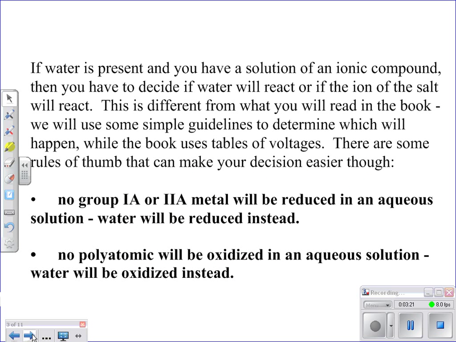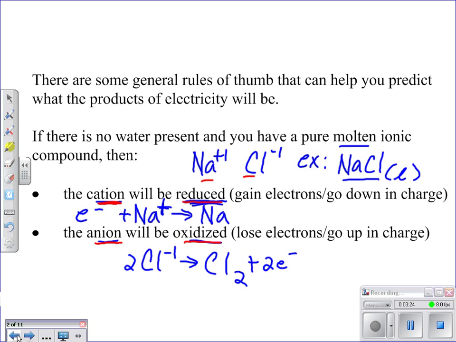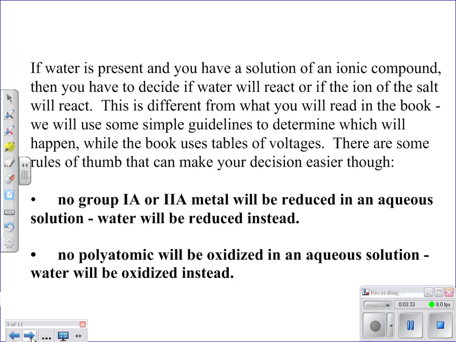So if water is present, let me just head back here real quick. Everything that we looked at on this little paragraph is talking about a liquid. So now what we're looking at is an aqueous substance. So now we've got water present. It's not molten, it's in solution. And we've got something else playing a role in this now.